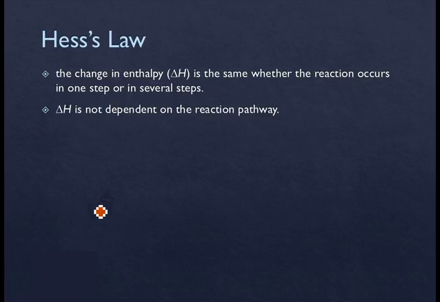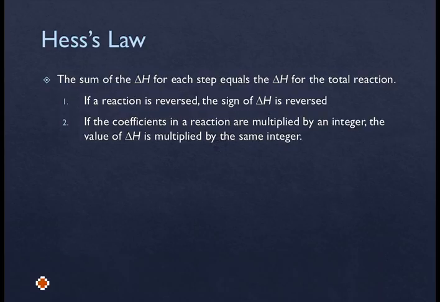Hess's law, basically the change in enthalpy is the same whether a reaction occurs in one step or many steps. It is not dependent on the reaction pathway. This will have more meaning later. The sum of the delta H for each step equals the delta H for the total reaction. If a reaction is reversed, the sign of delta H is reversed. If coefficients in a reaction are multiplied by an integer or a fraction, the value of delta H is multiplied by that same integer or fraction.